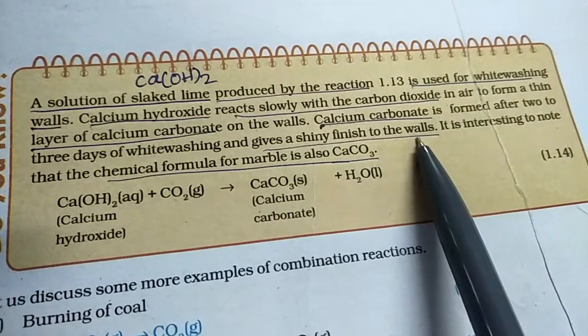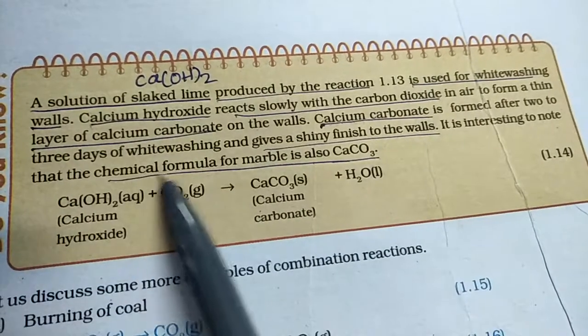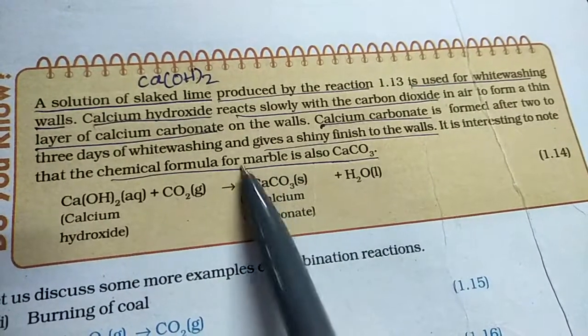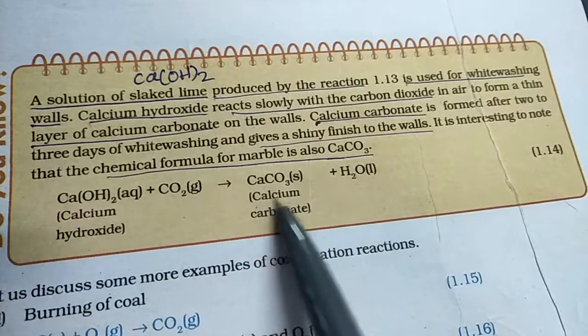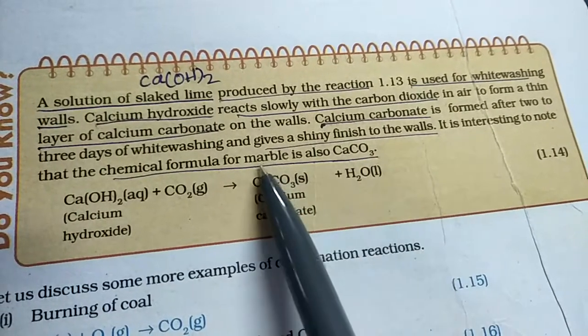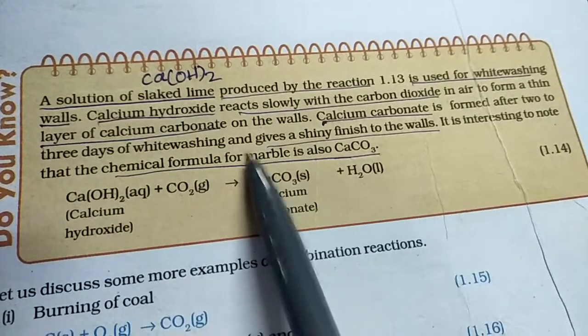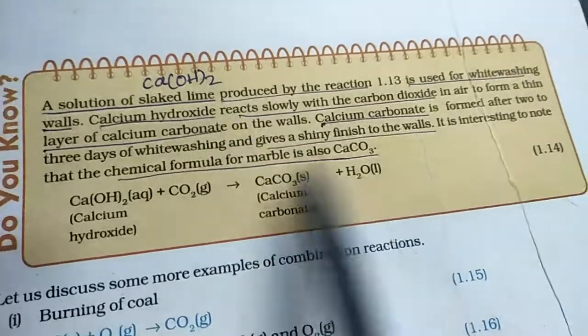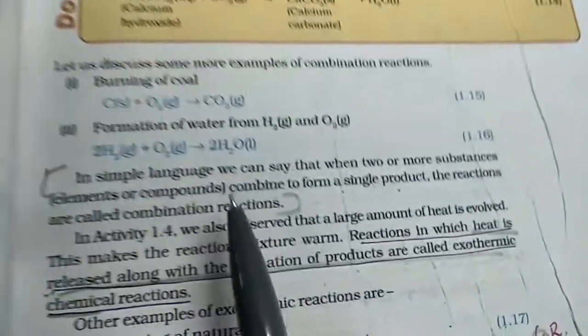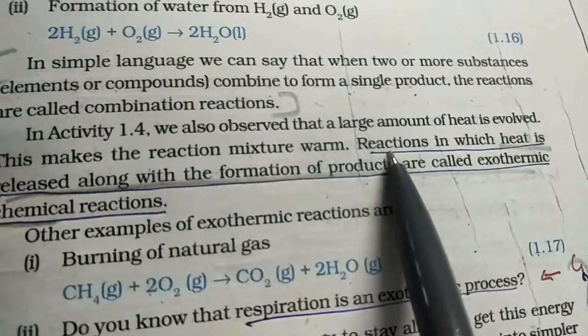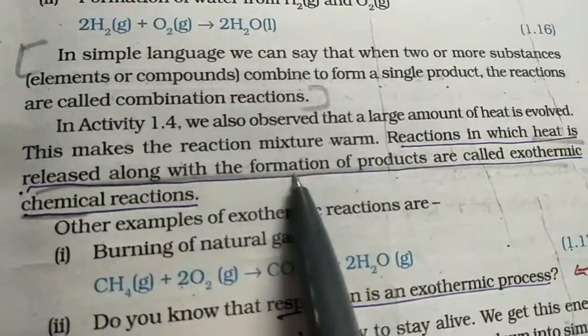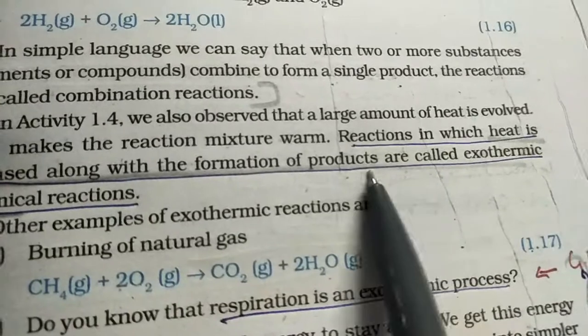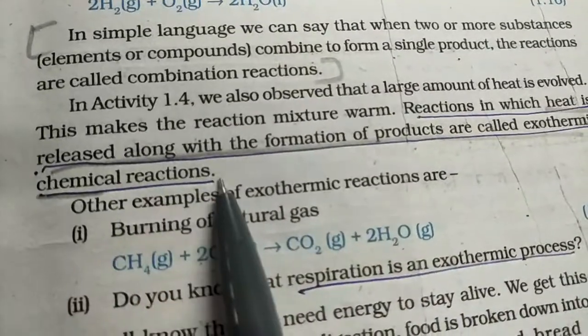to the walls. The chemical formula of calcium carbonate is CaCO3, which is also the formula for marble. So this is extra information. Now, in these combination reactions, heat is released along with the formation of products. That is why they are known as exothermic chemical reactions.